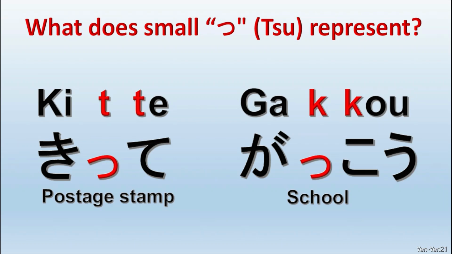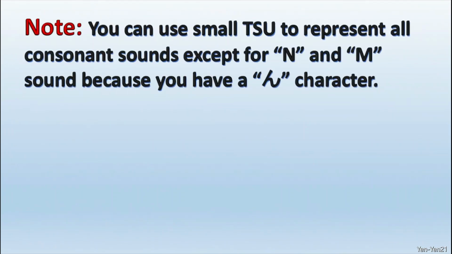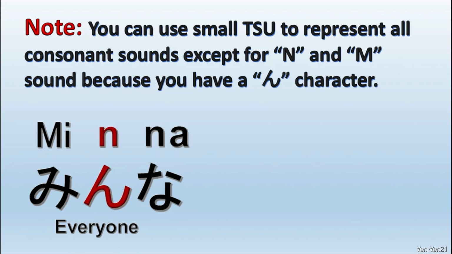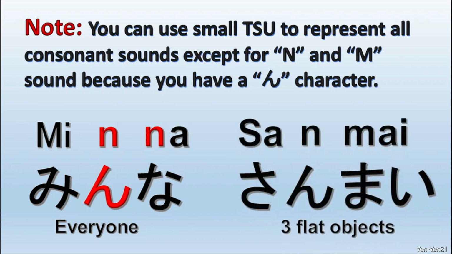You can use small tsu to represent all consonant sounds except for N and M sounds because you have the n character to use. An example of this is minna. Minna means everyone. Sanmai means 3 flat things. In this case, you will use n instead of small tsu.